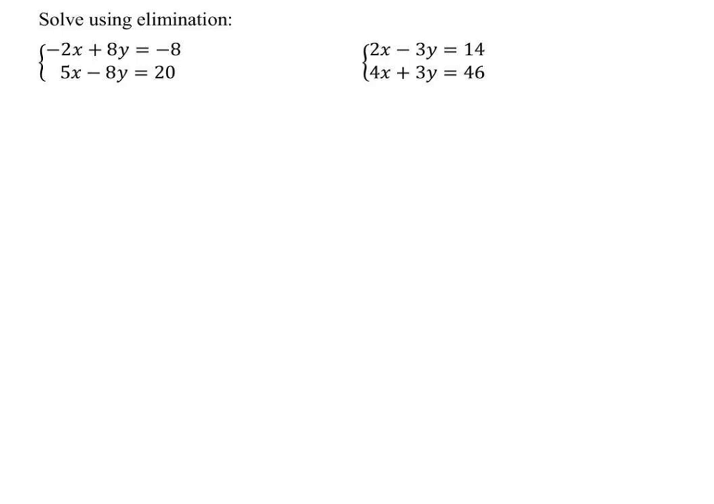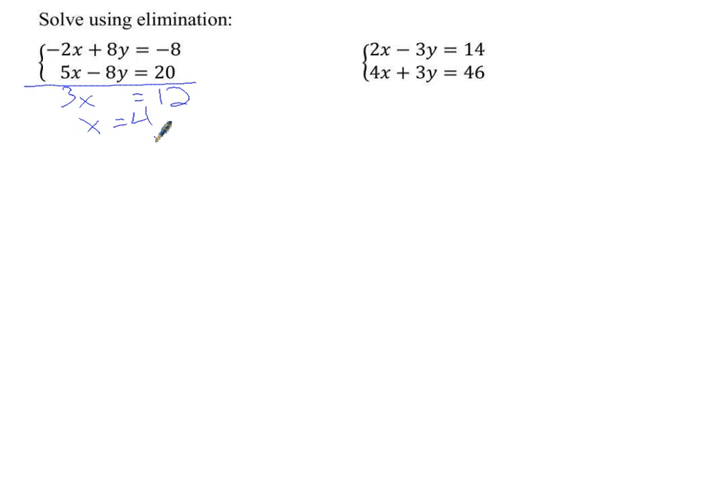Follow the steps. Look at your two variables. If I add right now, does one of them disappear? Yeah, which one? The y term disappears. So I'm ready to add right now. What do I get? 3x equals 12. Then we divide both sides by 3 and we get x equals 4.